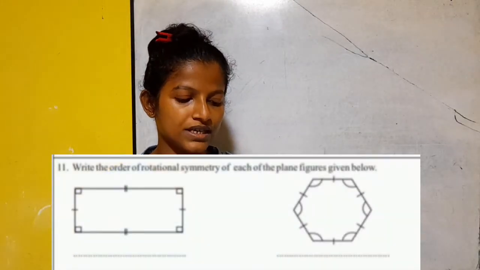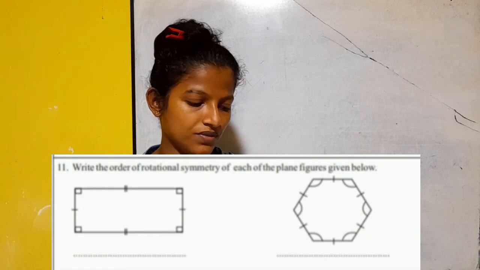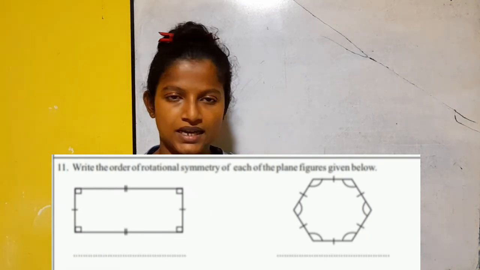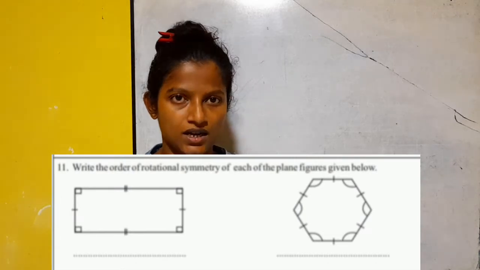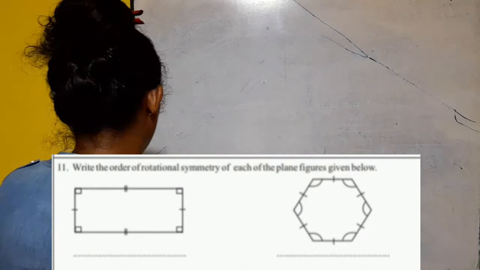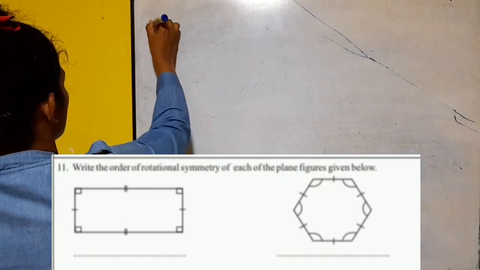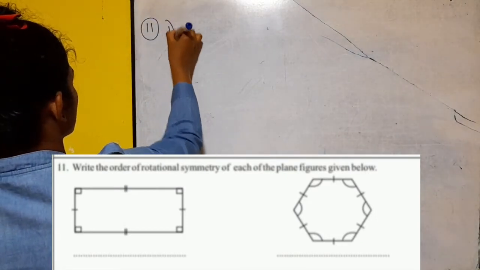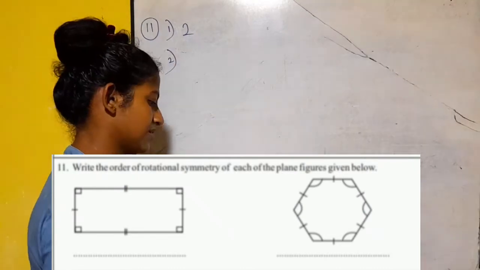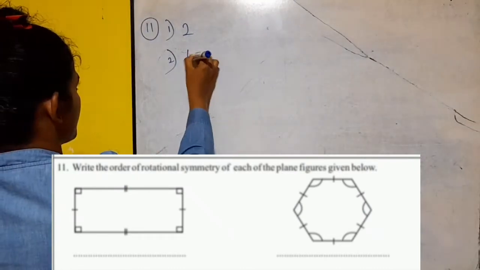Question number 11. Write the order of rotational symmetry of each of the following figures given below. First figure is a rectangle. In a rectangle, we have 2 axes of symmetry. Because of that, the order of rotational symmetry is also 2. Then the second one is a regular hexagon. The order of rotational symmetry is 6.